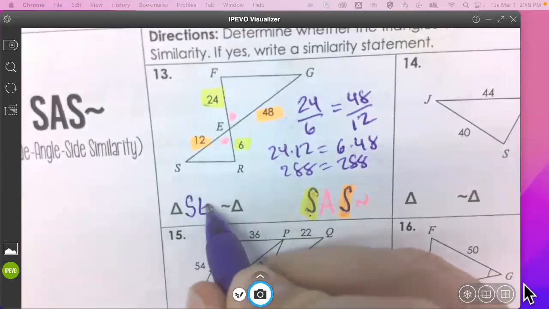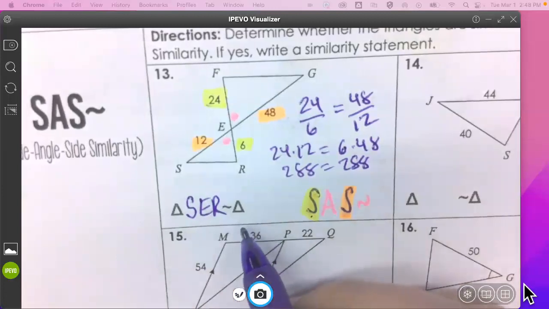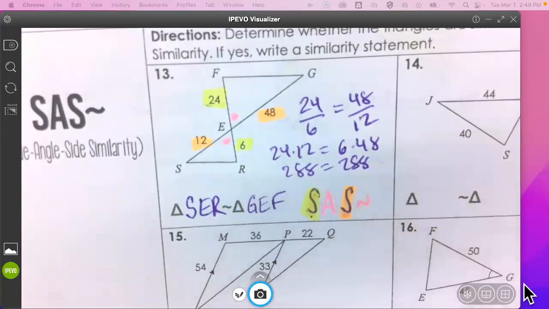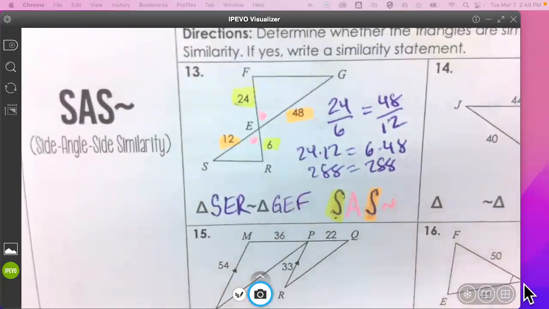So I'm going to go with SER is similar to what? Don't say it out loud, but make sure you can find which triangle matches with SER. Count of three, let's do a choral response. Everybody please tell me what triangle it is on the count of three. 1, 2, 3. Very good. GEF. Any questions about demonstrating that triangles are similar using side angle side similarity?